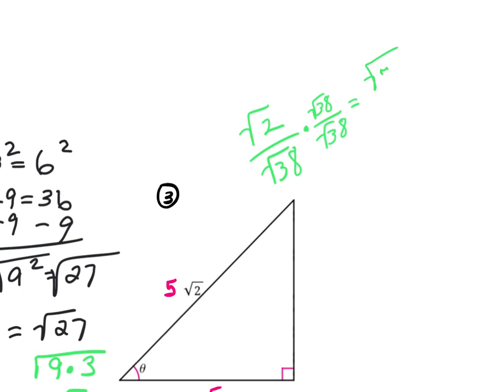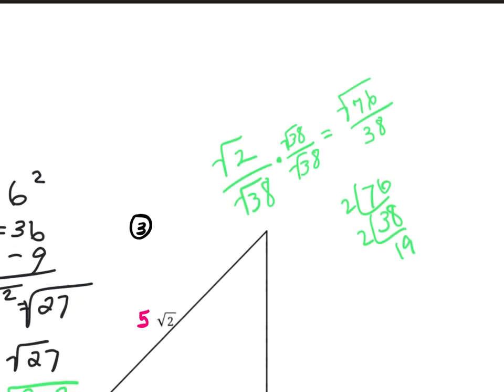76? Yeah, 76. Okay, over 38. And then we have to see if 76 breaks down. So in your calculator, I would just do this. 76 divided by 2 is 38, right? Divided by 2 again is 19. Agreed? Yeah. So this would break into 2 radical 19 over 38. And then you can simplify there. Okay. Thank you. Yeah, sure.